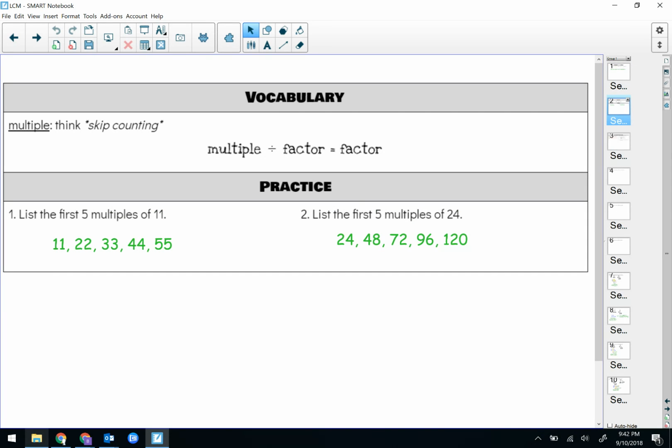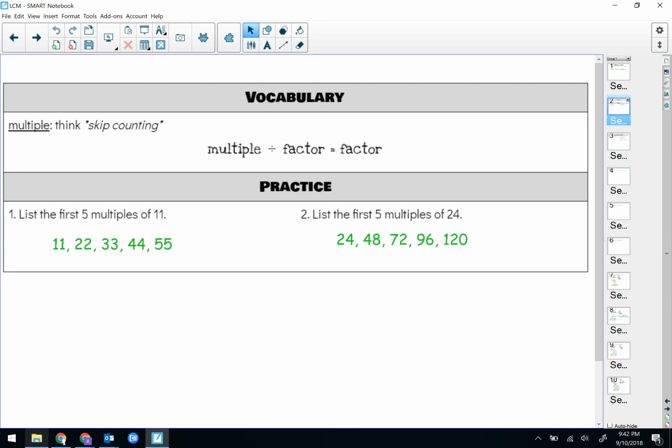Okay, so today we are talking about LCM, which we know stands for least common multiple. The good news is it's a lot like GCF. In fact, we're going to use GCF to help us figure it out, but there's still an added step and a little bit more multiplying today.